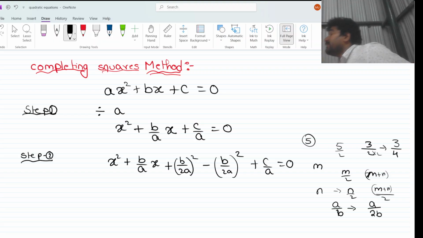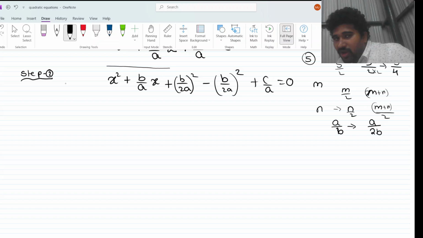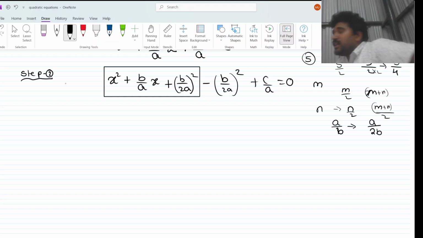Understand? You should remember it as half of the coefficient of x. Its square, you add, and its square, you subtract. Clear for everybody? Then when you observe very properly, all three together will form a formula: x square plus 2ab plus y square, like the a plus b whole square formula.